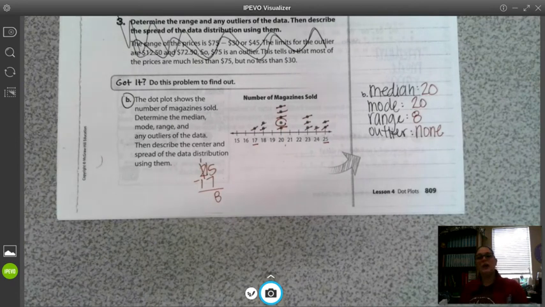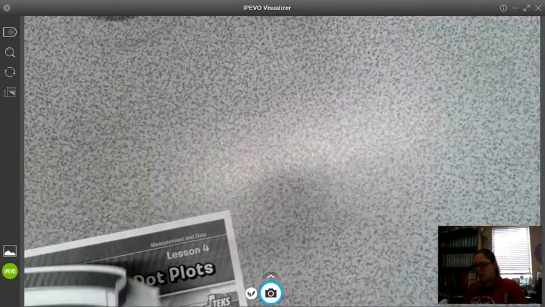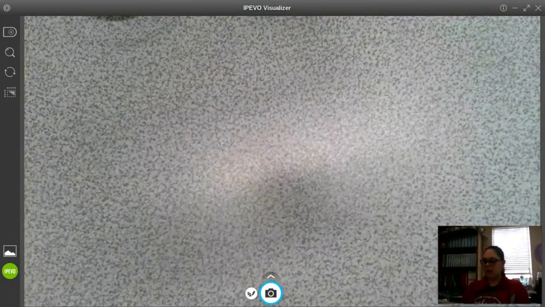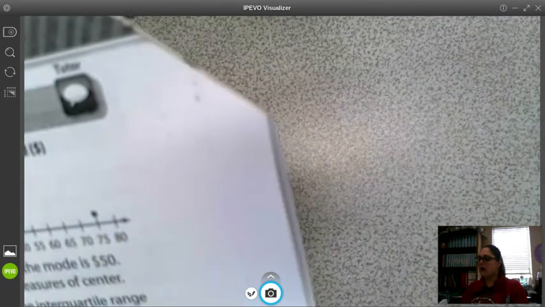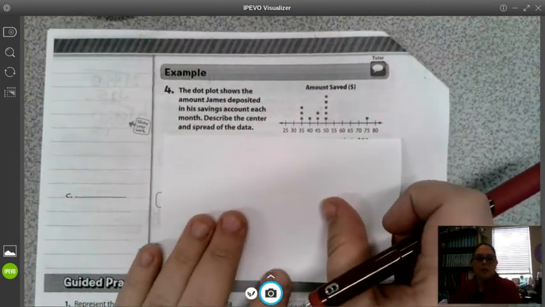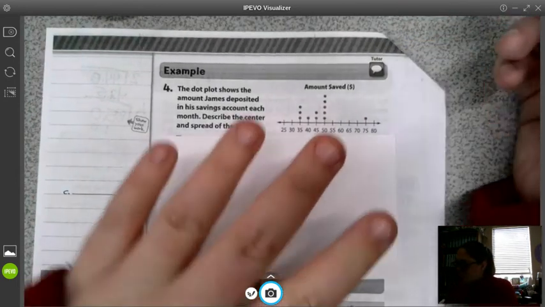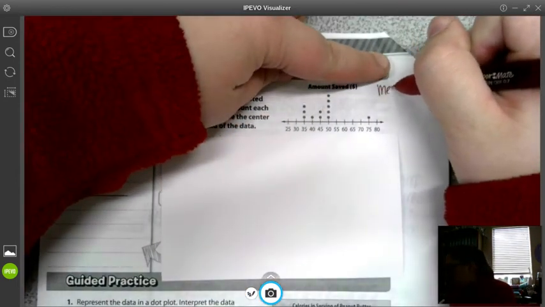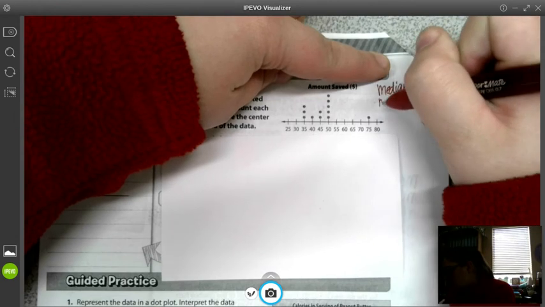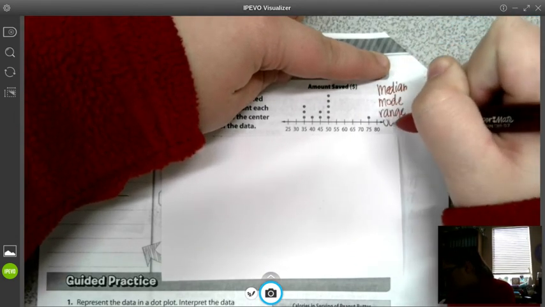So I can still find some stuff through the dot plots, just like I could whenever we just numbered them straight away. If I am looking at number 4, I'm going to just find the same information. So I've got my median, my mode, my range, and any outlier.